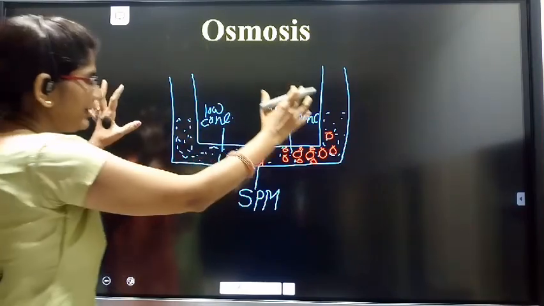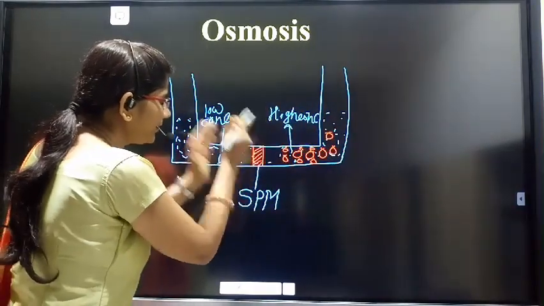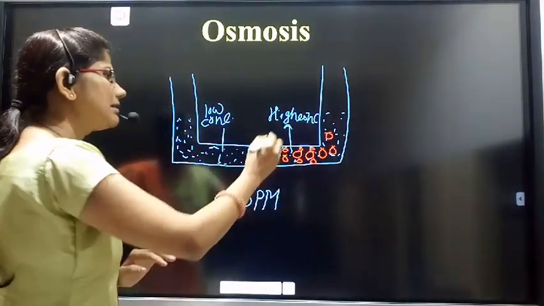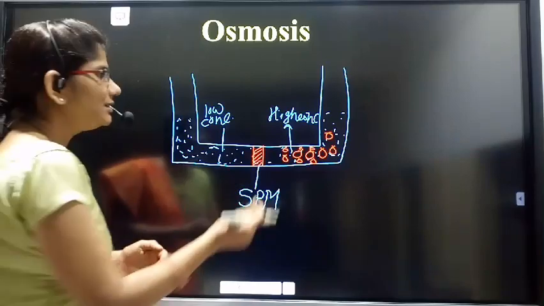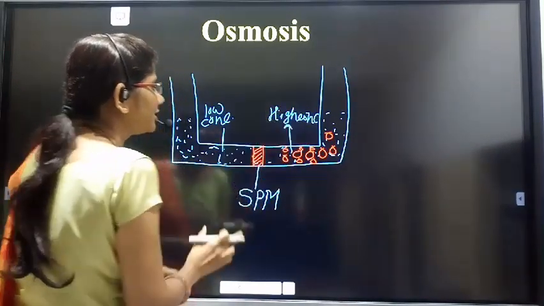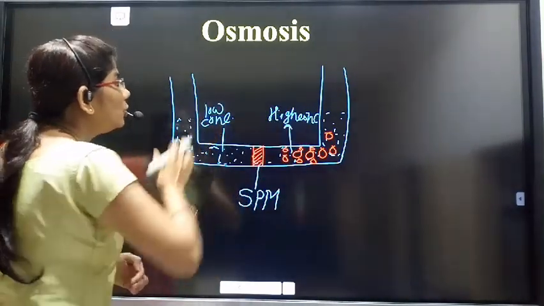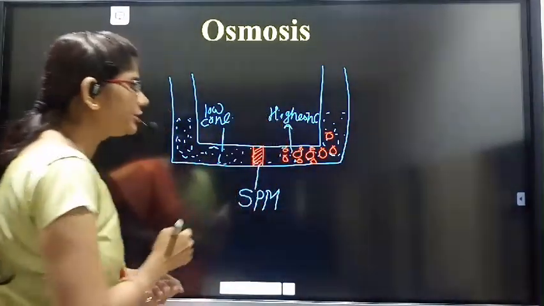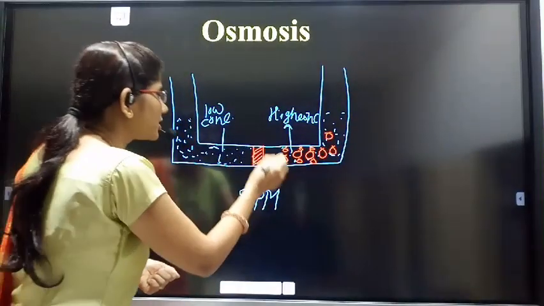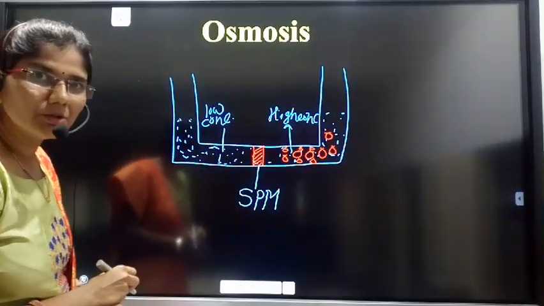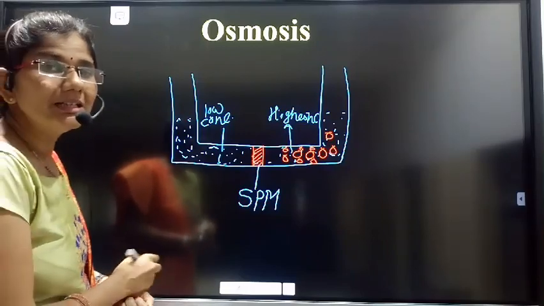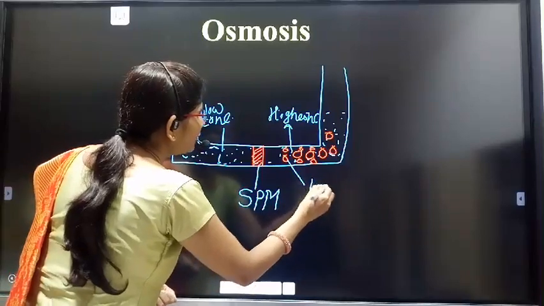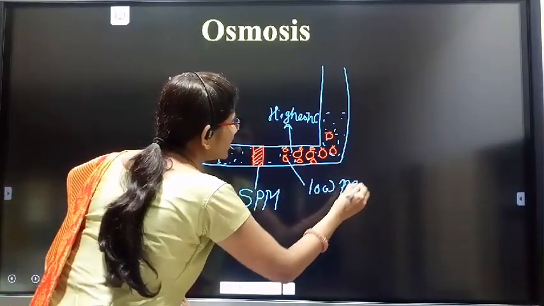If we take a container separated by a semi-permeable membrane, and in one part of that container we add some solute particles, then this region becomes a high concentration region and this region becomes a low concentration region. That means if we add some solute particles, it forms a solution, and as we know, the vapor pressure of a solution is lower, and therefore this is the region of low pressure.